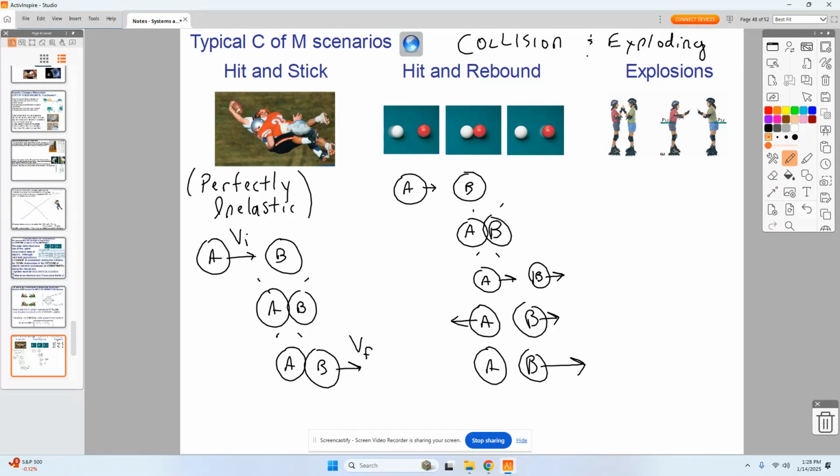Well, if A stops, isn't that just the same as the first one? No, because perfectly inelastic means they combine and move together.